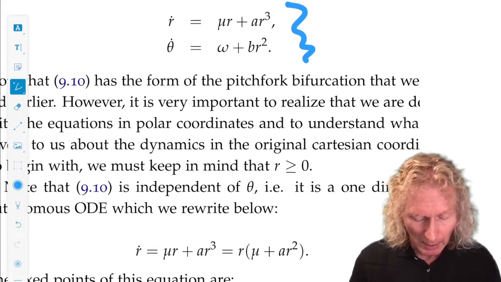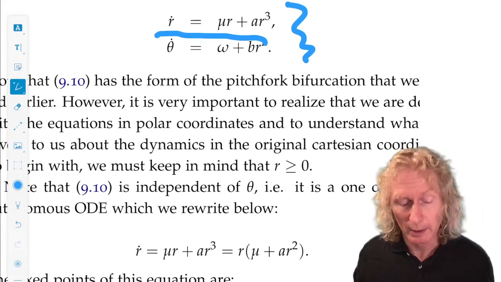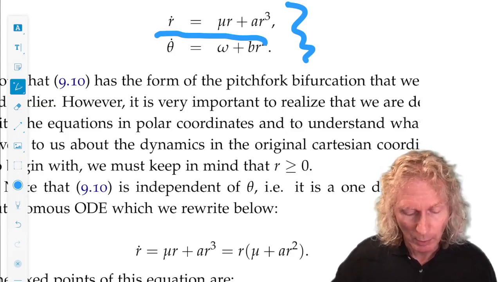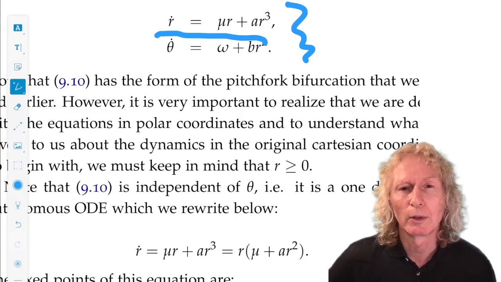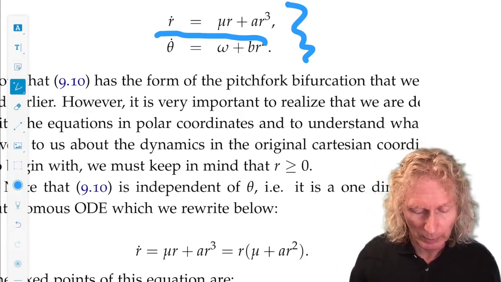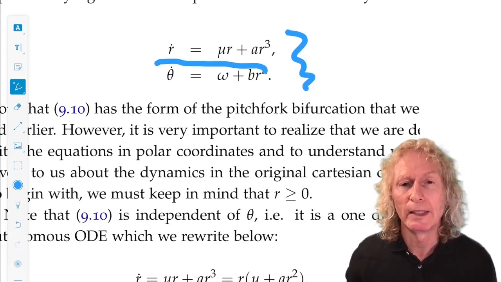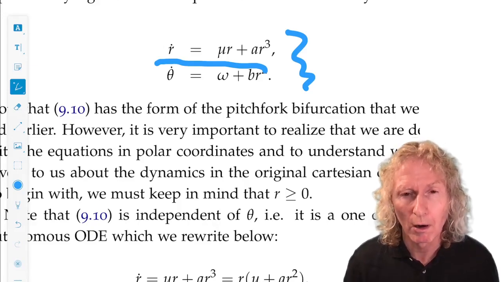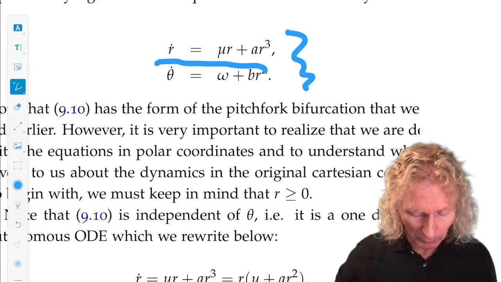Now the r dot component of this vector field doesn't depend upon theta. The theta dot component does depend upon r, that's okay. But the r dot component looks exactly like the pitchfork bifurcation problem we looked at, except keep in mind we're dealing with polar coordinates, so r is greater than or equal to zero. R negative has no meaning in these coordinates.